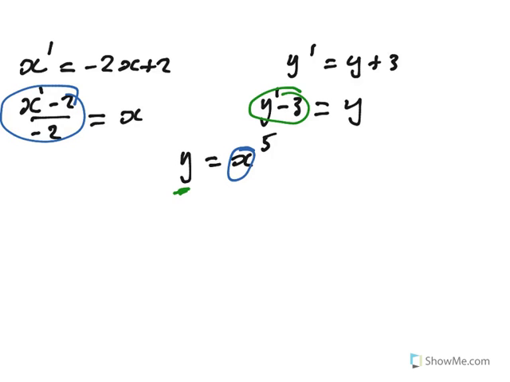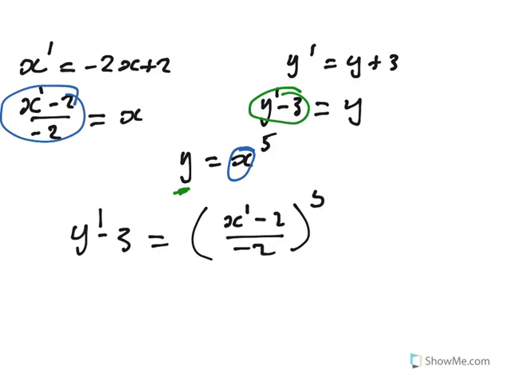So when we do that, you end up with y dashed minus 3 equals (x dashed minus 2) over negative 2, all to the 5. Then there's a whole bunch of stuff that you do, and they're all in the notes step by step.